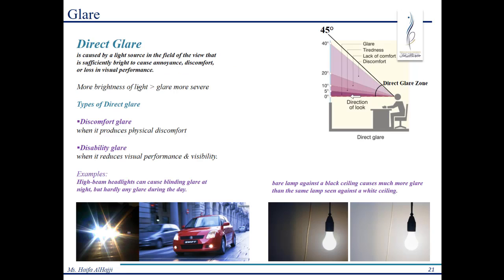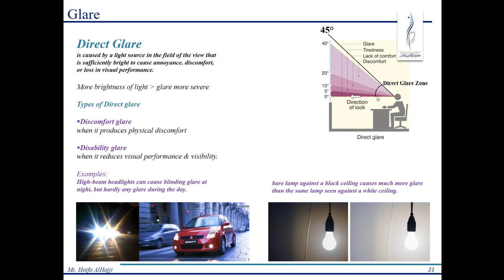So now we have direct glare. Let's first talk about direct glare. As I told you, direct glare is related to the light in front of you. As we can see, we have something called the direct glare zone. The direct glare zone is when you are seeing the light directly, for example, you are looking directly in the front.